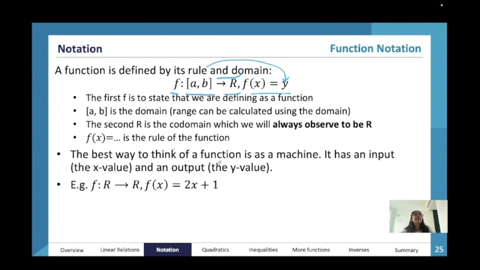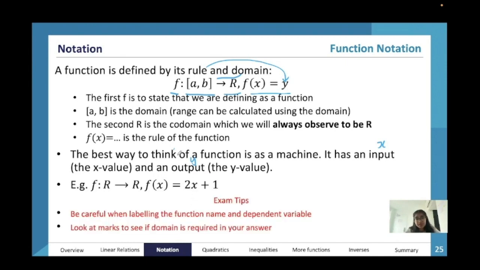And if you're confused about what a function is, it's a good idea to think about it as a machine. So you have your input, which is your x value, and then you have your output, which is your y value. And you put the x value through that machine. So here, for example, you're putting in an x value, multiplying by 2, adding 1 to get the y value. So you put that x value through the machine, it goes through it, and you're going to get the y value.